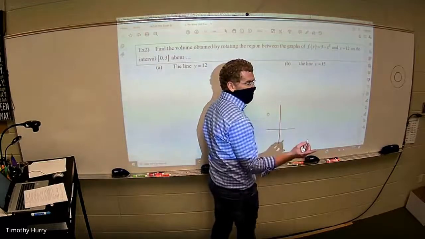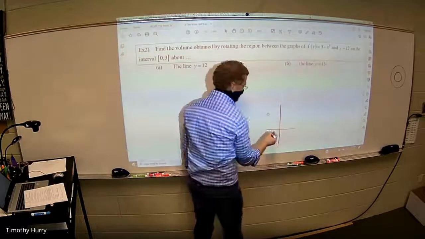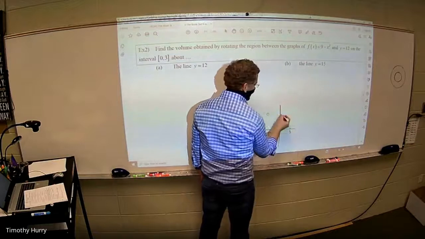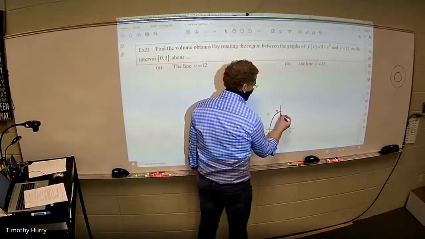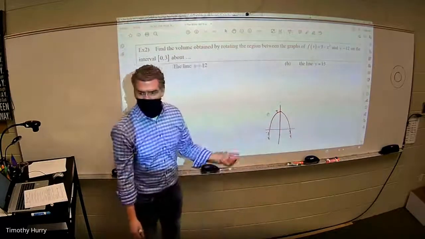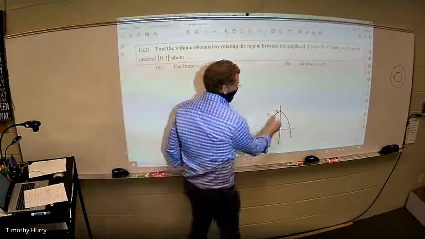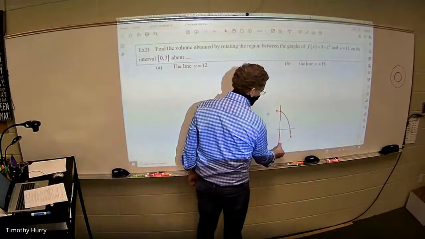What's the x-intercept? 3 and what? 3 and negative 3. How do I know that? Because I'm plugging 0 for y and solving, I get 3 and negative 3. Okay, what's the y-intercept? 9. So it looks something like this. You probably knew it was a downward parabola because it was negative, right? So I have this parabola, but it says on the interval from 0 to 3, so I don't even need that part. 0 to 3 is this, right?